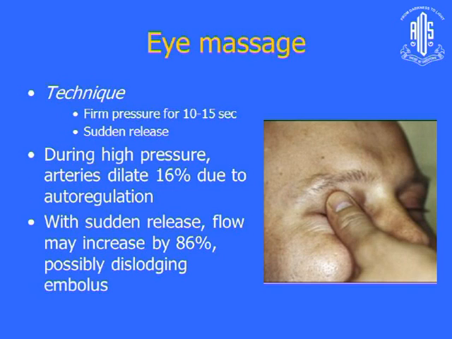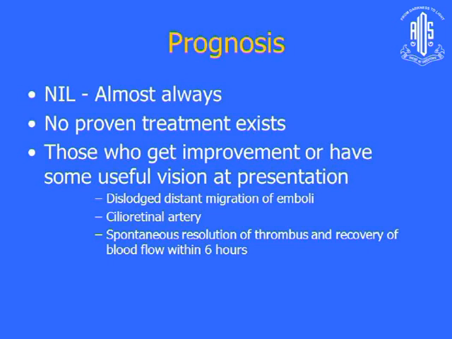This is how we do an eye massage when we see a CRAO. It's not like rubbing the eye. You compress, hold for 10 to 15 seconds, and then suddenly leave it. So it causes dilatation and it may dislodge the embolus. The prognosis is almost always nil in a case of CRAO. There is no proven treatment, and those who get improvement or have some useful vision at presentation, it is either because it recovered spontaneously within 6 hours or the embolus got dislodged.